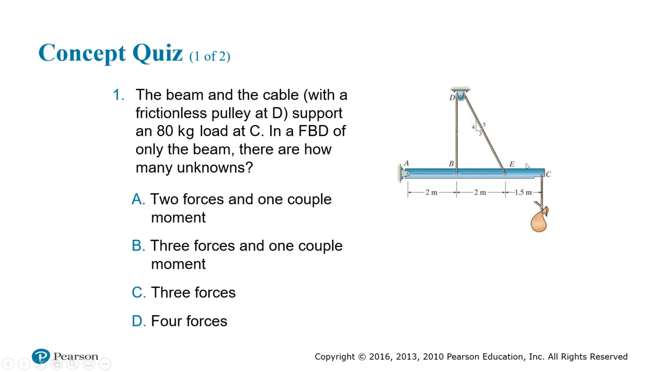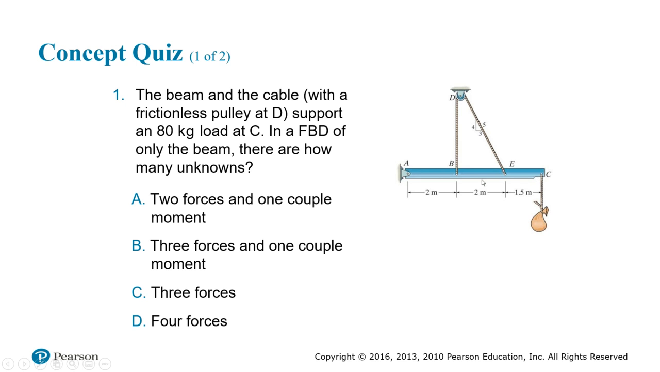And the question is, how many unknowns would there be? Well, if you go back to the table that we introduced in the previous learning module, you'll recall that for a pin connection, there are two unknown forces: the unknown force in the horizontal direction and the unknown force in the vertical direction. And what that says is that this support structure can overcome translation in the horizontal and vertical direction, but it can't overcome any rotation.